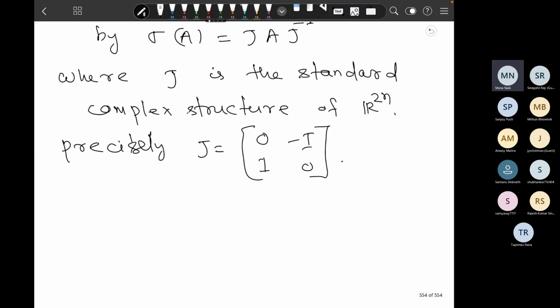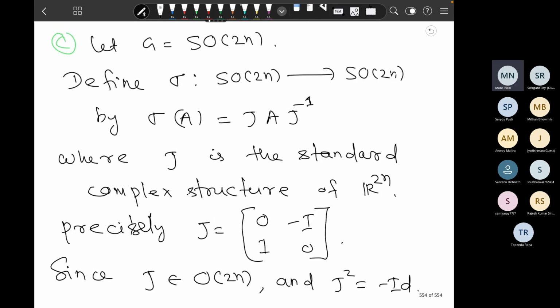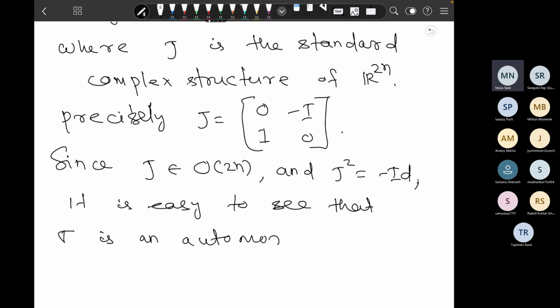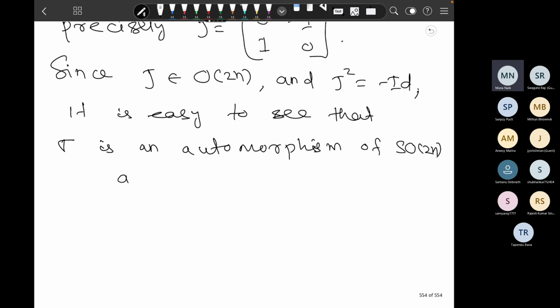Okay. Since J belongs to O(2N), and this J square is equal to minus identity, and sigma is the conjugation by J, it is easy to see that sigma is an automorphism of SO(2N), and sigma square is equal to identity.